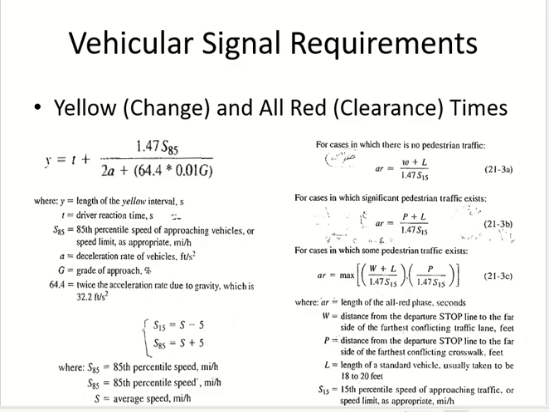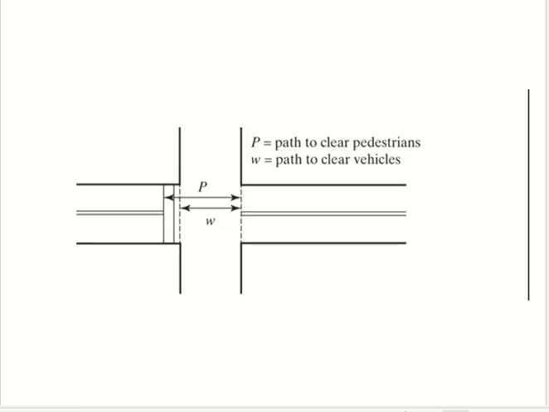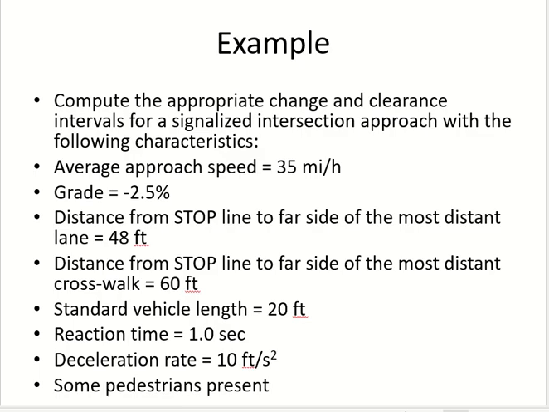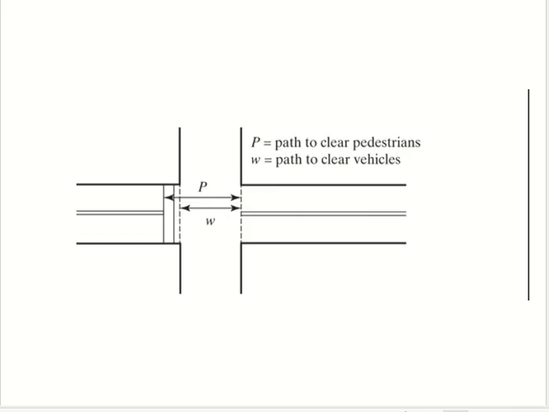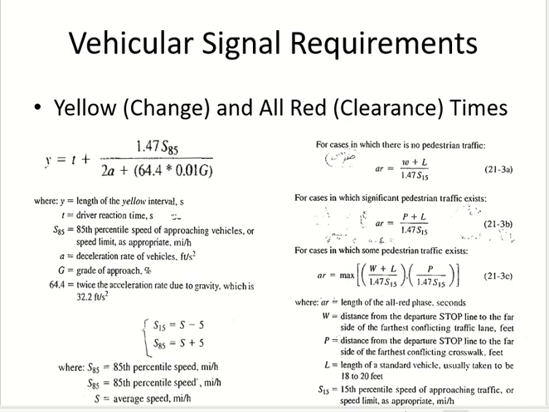Now, what are the things we have? W. Remember, they are just doing it for one approach. So W is whatever they gave. What did they give me? 48. Plus the car length divided by the 15th percentile speed, right? Again, I have the average and I need the 15th percentile. So the relationship is minus 5.